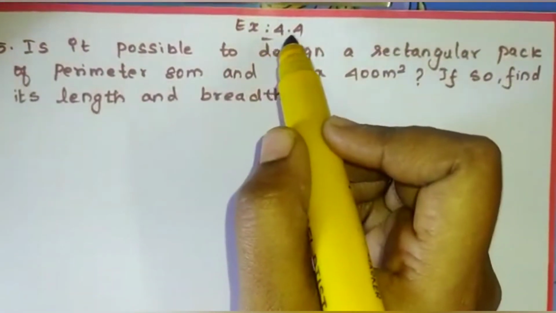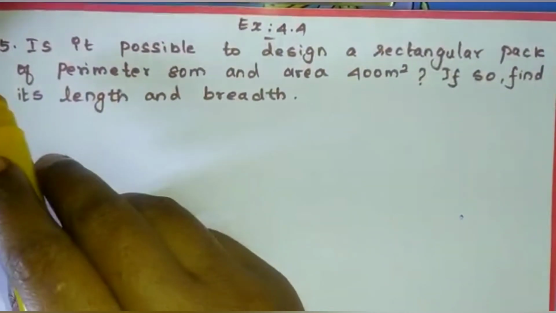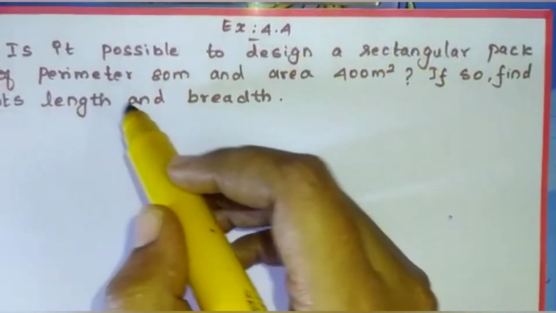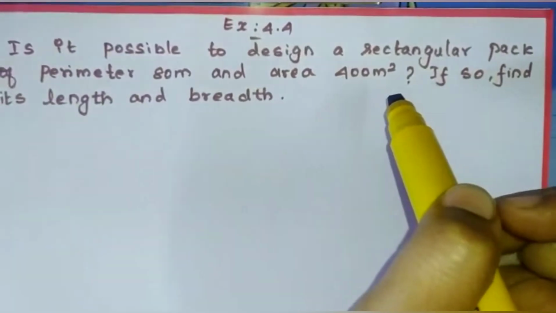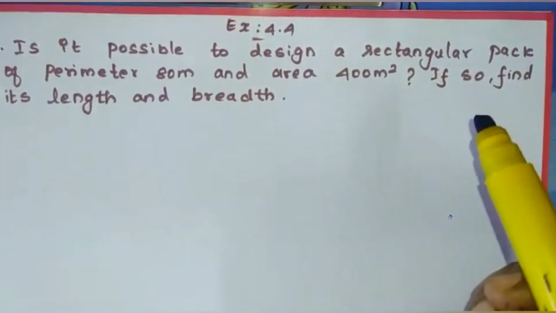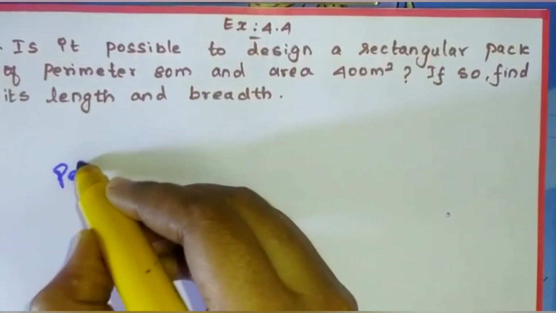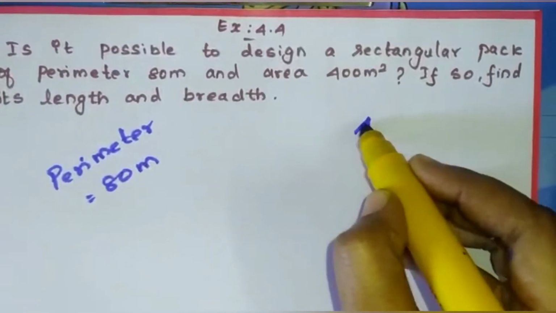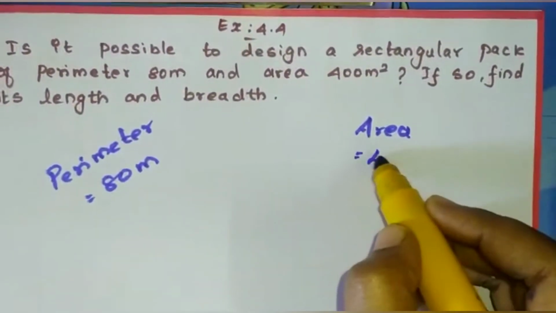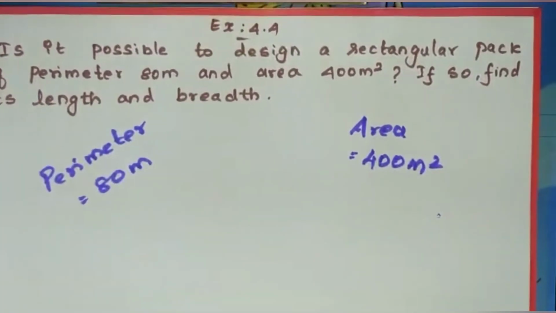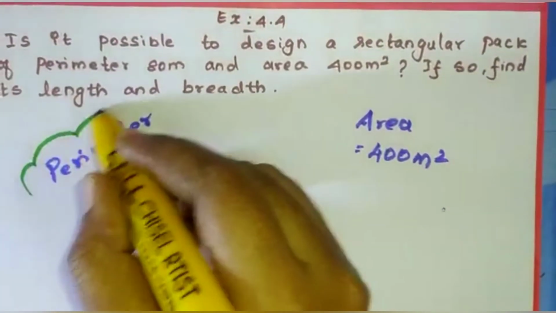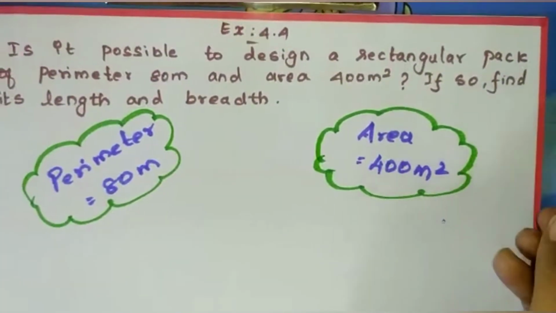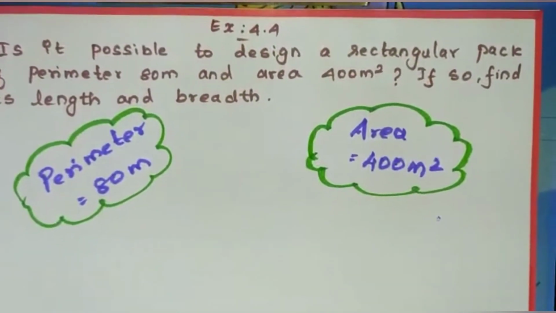Namaste students, in this video we are going to see exercise 4.4 fifth problem. Is it possible to design a rectangular park of perimeter 80 meter and area 400 meters square? That is, perimeter is equal to 80 meter and area is equal to 400 meters square. These two are given in the question. If so, find its length and breadth. You have to find the length and breadth.